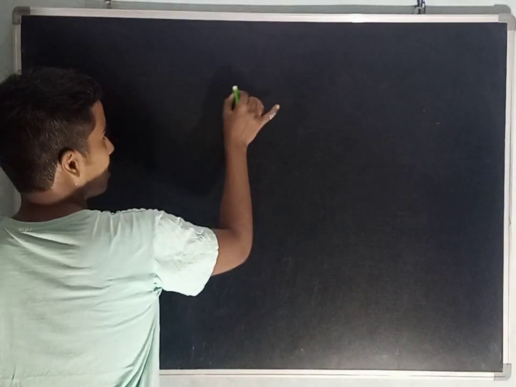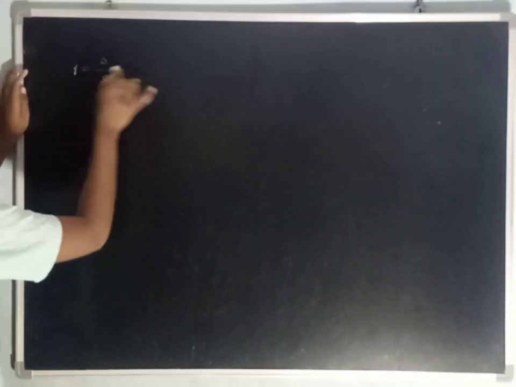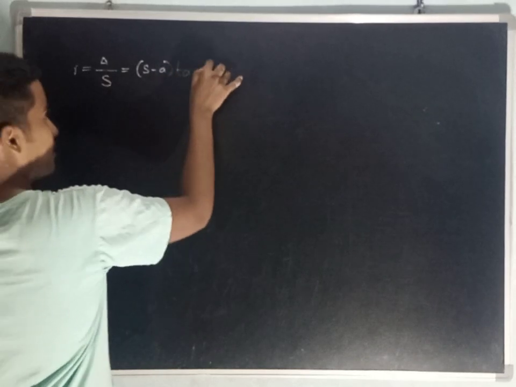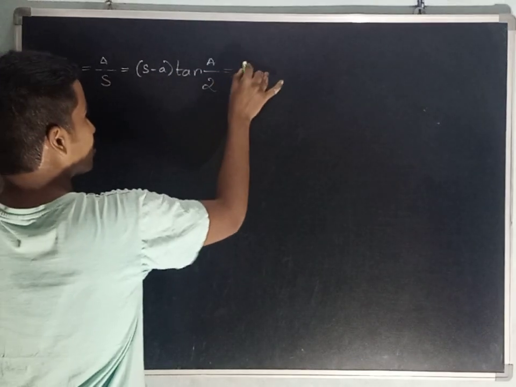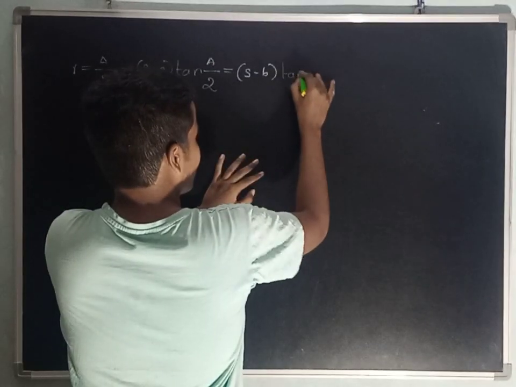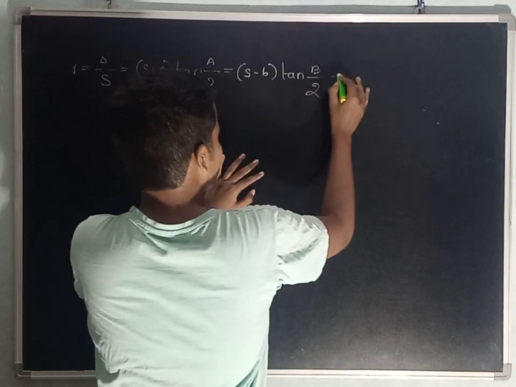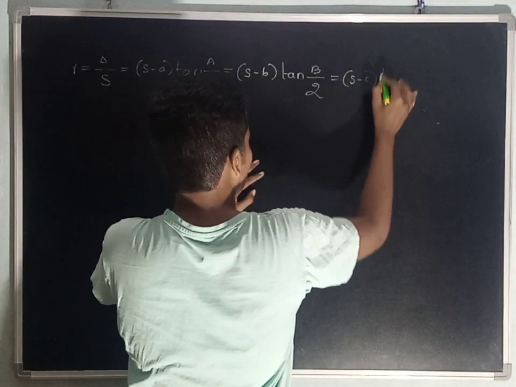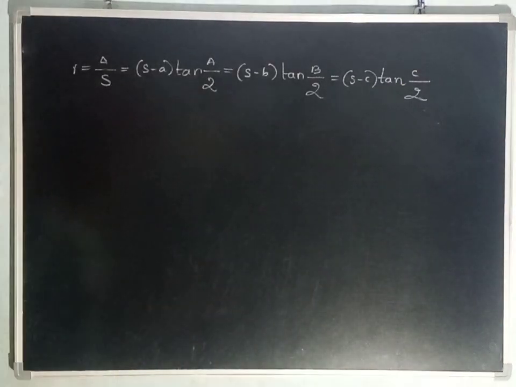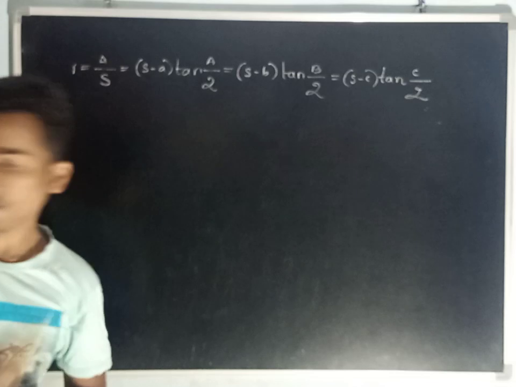let me write all at once. r = Δ/s = (s − a) tan A/2 = (s − b) tan B/2 = (s − c) tan C/2.